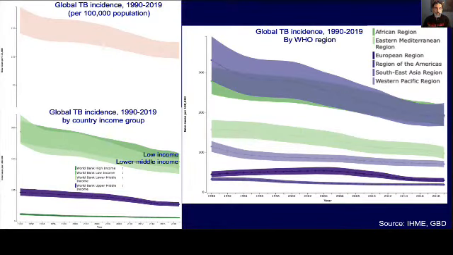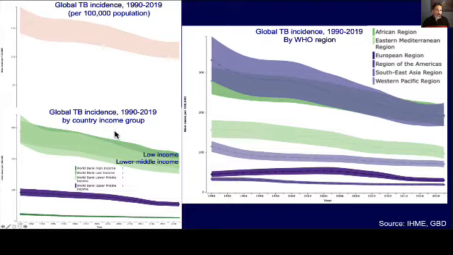So I mentioned TB incidence has been on the decline over time, and this is showing the trend. The first graph here on the top is showing the global TB incidence around the world per 100,000 population, and you can see that it has declined slowly over time from about 150 cases per 100,000, over the period of 1990 to 2019.